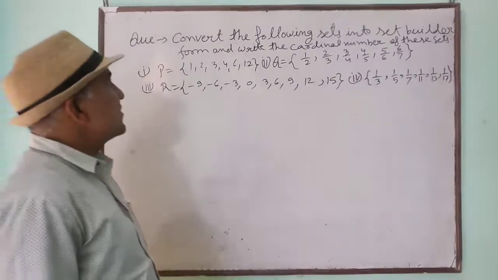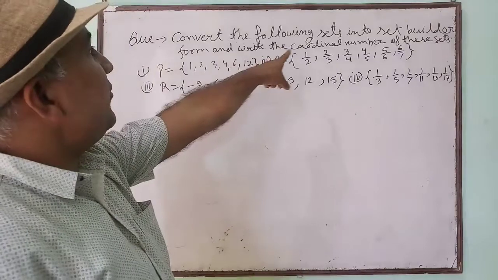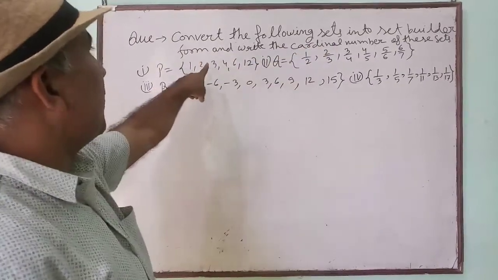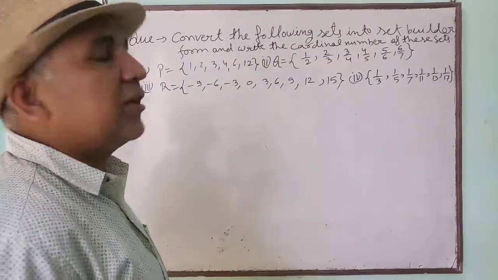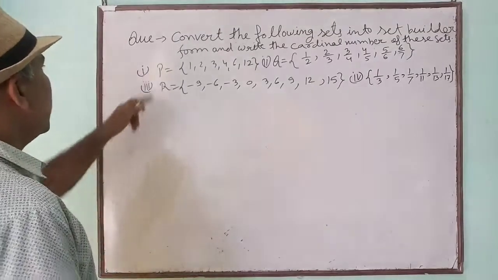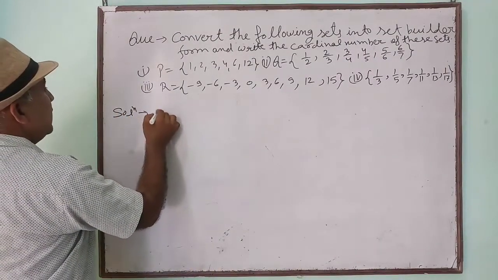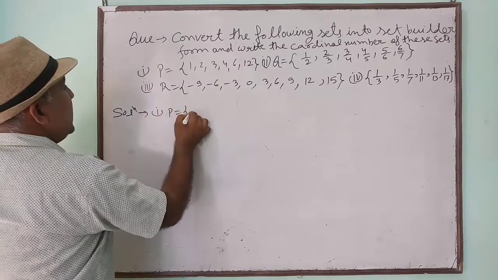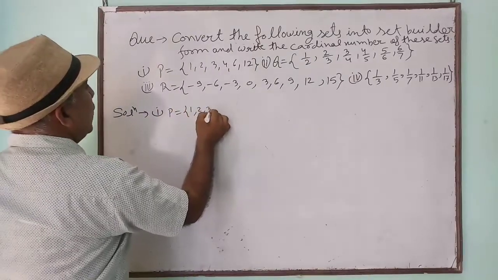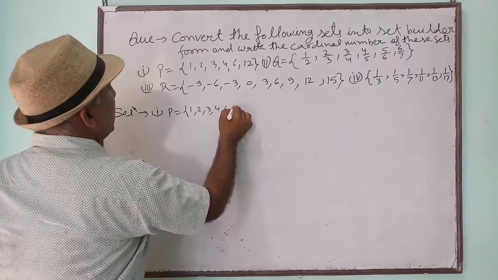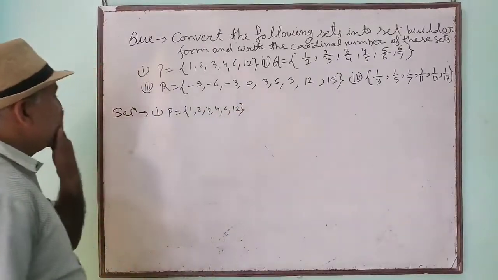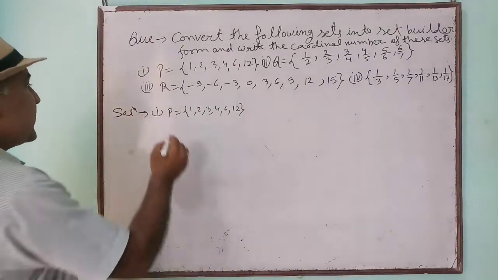Okay children, now see some more questions. Convert the following sets into set builder form and write the cardinal number of these sets. So first question is, see here, the set P has been given: 1, 2, 3, 4, 6 and 12. And you have to convert it into set builder form.